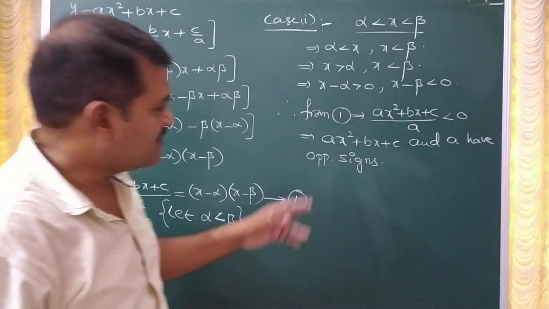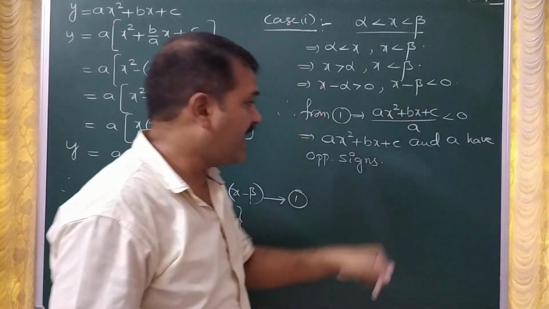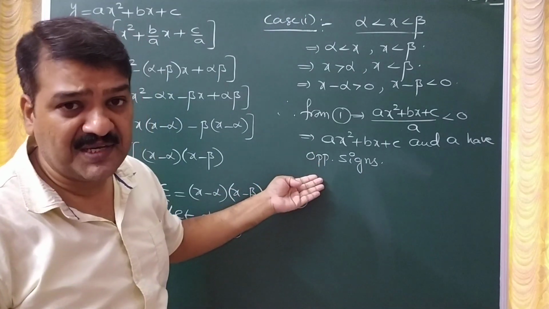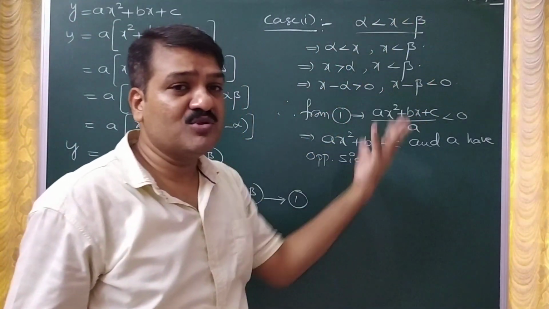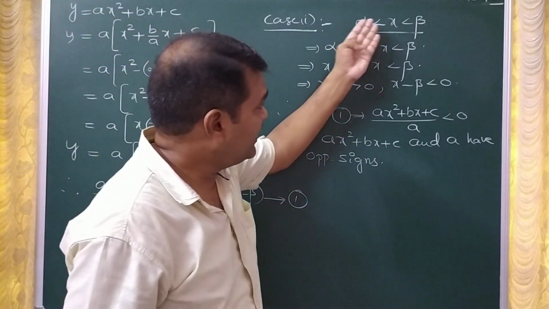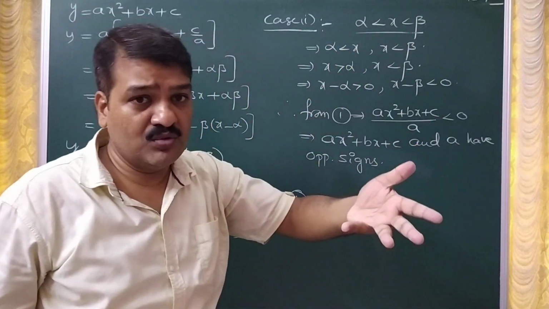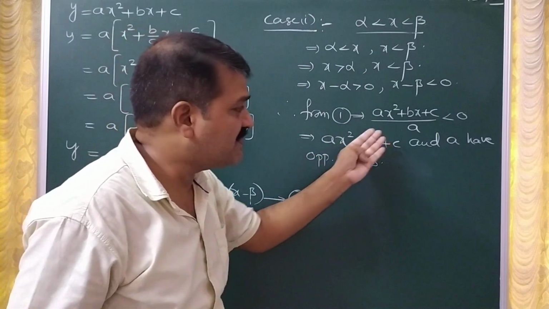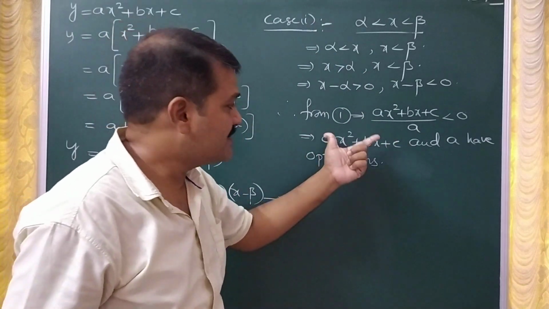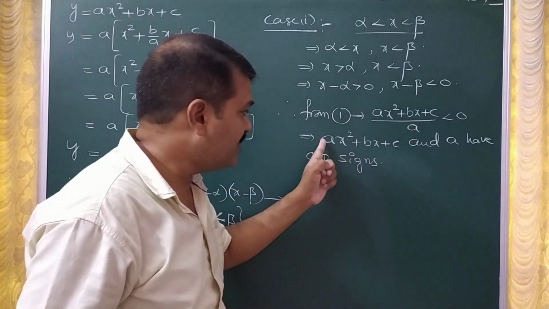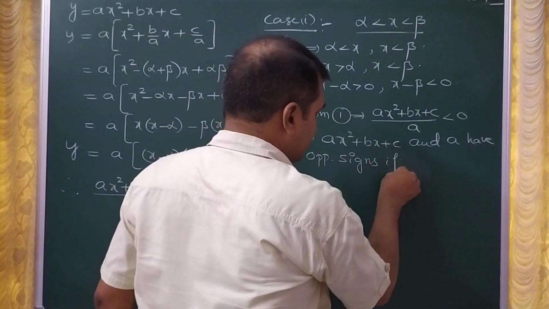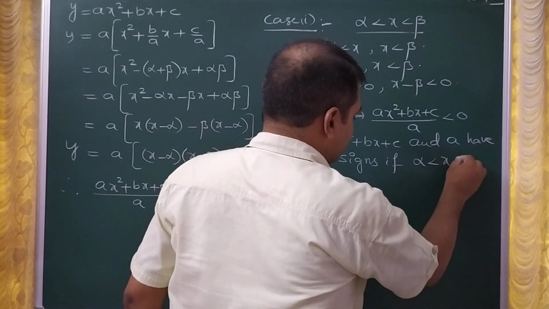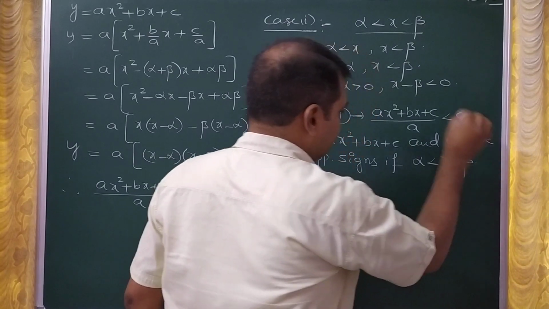Okay, ax square plus bx plus c and a have opposite signs. Now, when is this happening? This is happening when x is between the roots. Then we are taking an x value which is between the roots and substituting it in the expression. Then the expression and a, the coefficient of x square, will have opposite signs. This is happening when x lies between the roots.